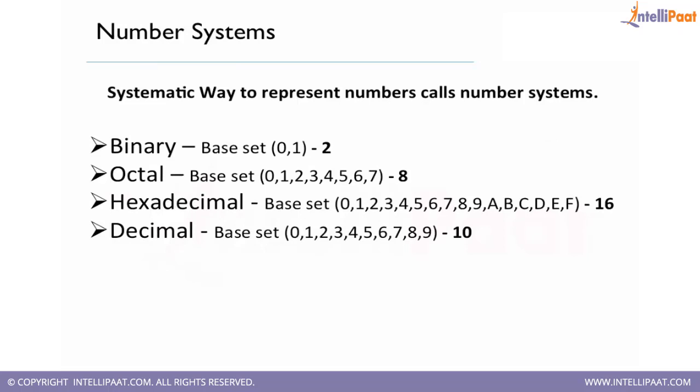So, number systems. These are the number systems understood by the computer. One is the binary number system, where everything is represented in 0 and 1. In octal, everything is represented in 0, 1, 2, 3, 4, 5, 6, 7. Similarly, hexadecimal has a larger range, everything represented in 0 to F. And decimal is represented from 0 to 9.